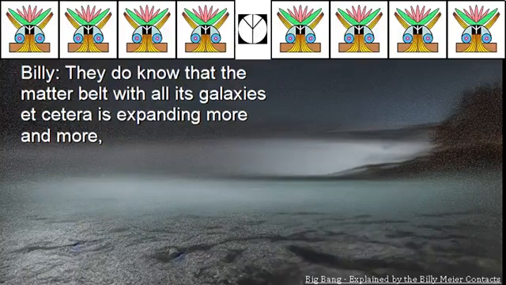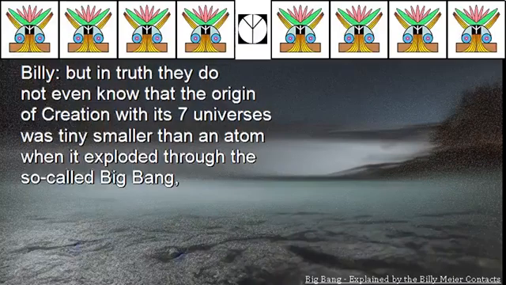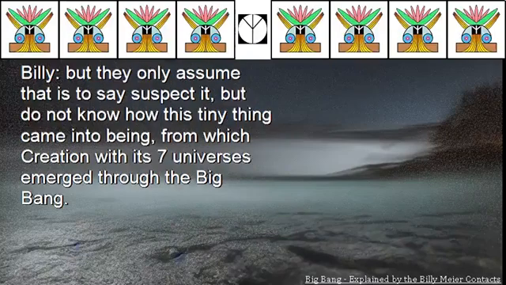They do know that the matter belt with all its galaxies, etc., is expanding more and more, but in truth they do not even know that the origin of creation with its 7 universes was tiny, smaller than an atom, when it exploded through the so-called Big Bang. But they only assume, that is to say, suspect it, but do not know how this tiny thing came into being, from which creation with its 7 universes emerged through the Big Bang.